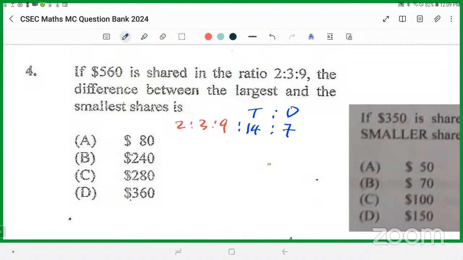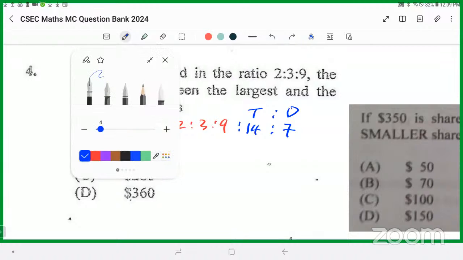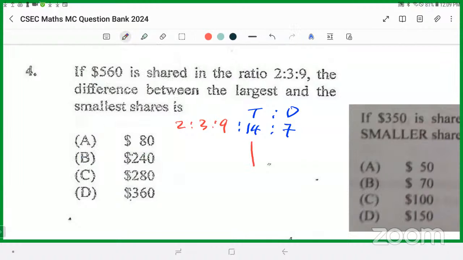And they want us to tell them the difference between the largest and the smallest. So when I extend this to the actuals, I'll get the answer. I need to extend this 14 up to 560. What do I multiply 14 by for it to become 560? It's 40. If you don't know, you can go step by step, just build it up step by step, but it's 40. So for this to become 560, I multiply by 40.